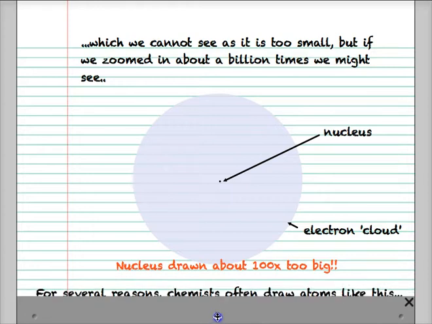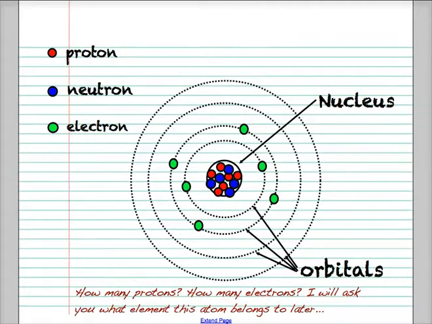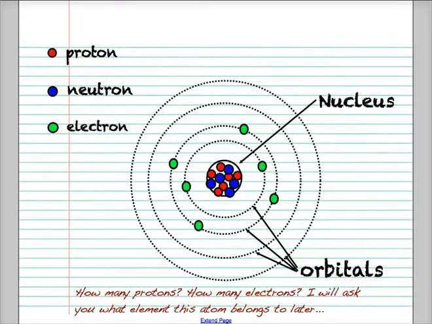Now that doesn't tell us a huge amount about the structure of the atom. So what chemists and scientists like to do is draw atoms in a slightly different way so they can visualize what's going on. For example, this is a pretty standard chemist's drawing of an atom, and we can see the nucleus and the electrons, not drawn to scale and not really drawn in their actual positions. But this diagram tells us a lot more than the previous diagram. So what does it tell us?